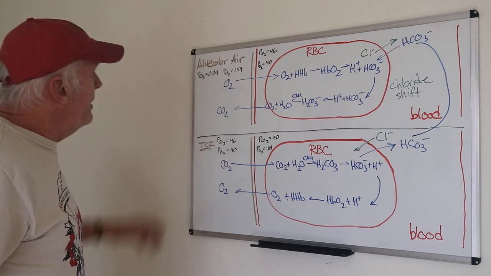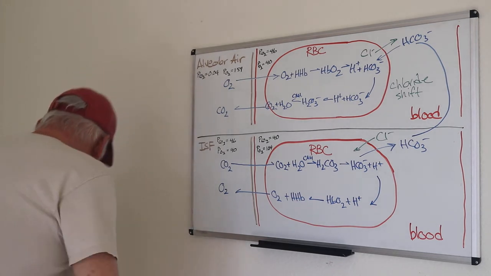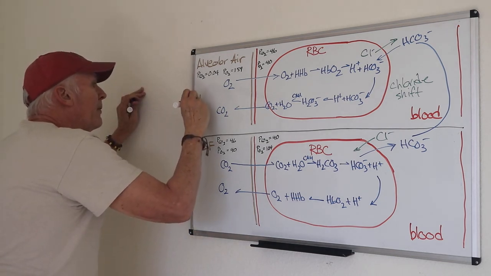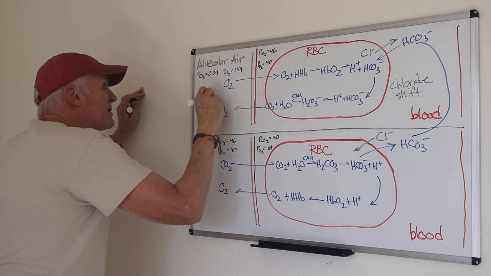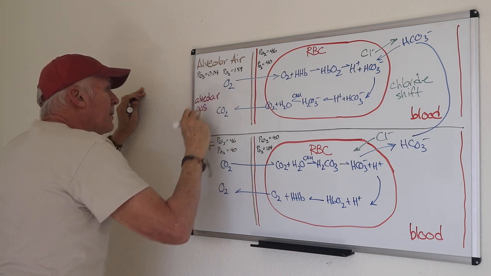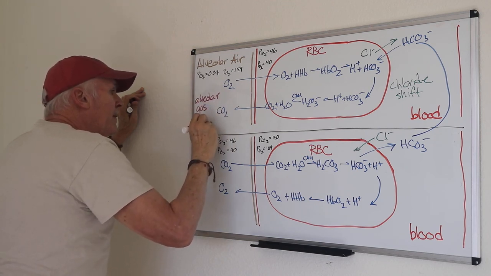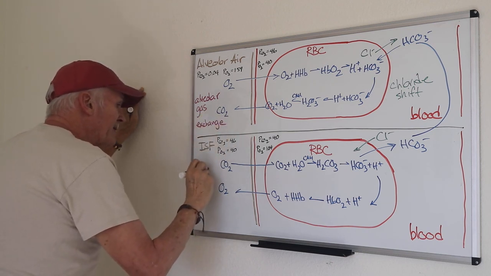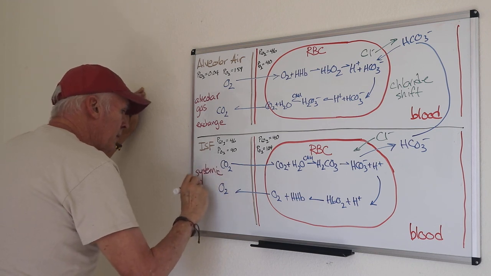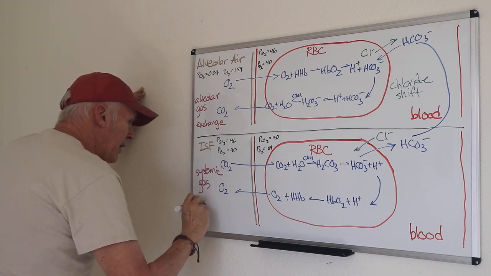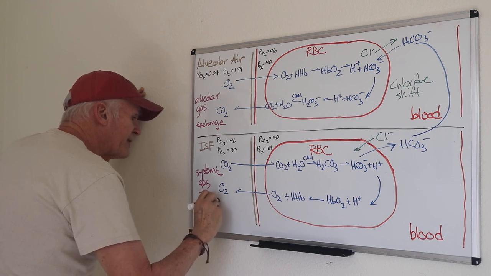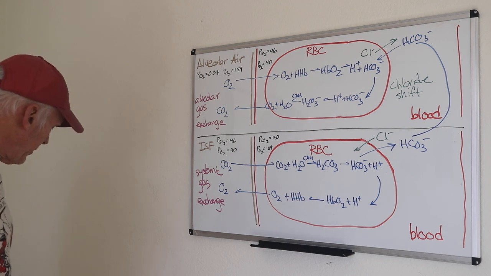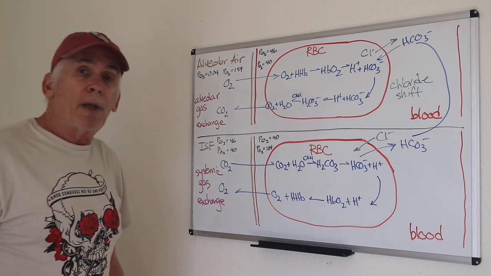So again, this is what we often refer to as alveolar gas exchange. And then down here in the body we have what's often referred to as systemic gas exchange. And this is the whole job of the respiratory system. This is what it's all about. Getting the oxygen in and the CO2 out. And we've now seen exactly how it happens, okay?